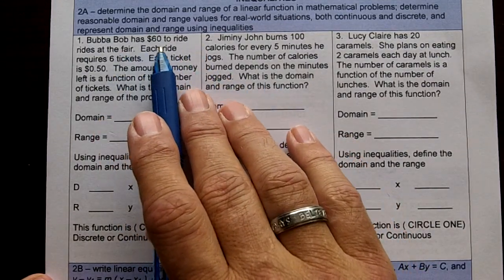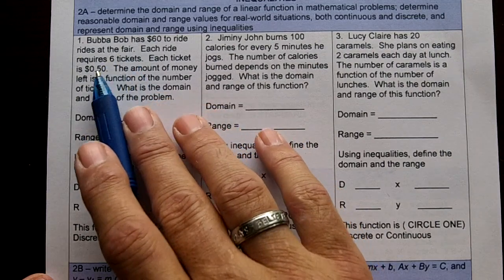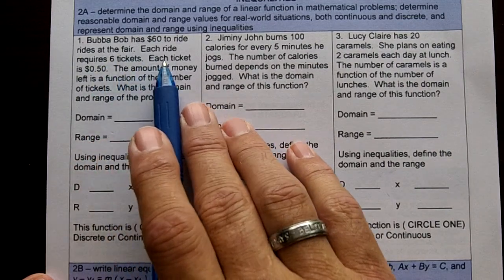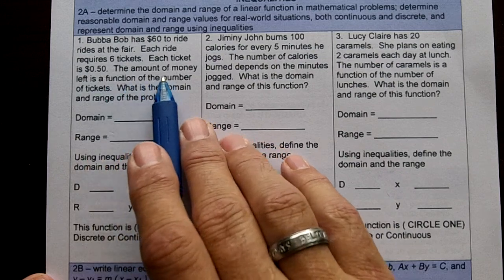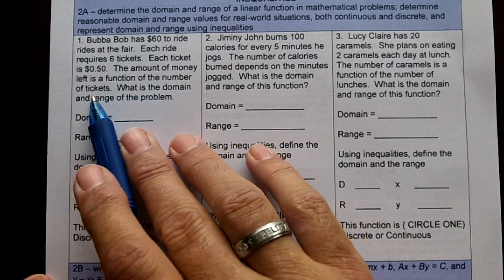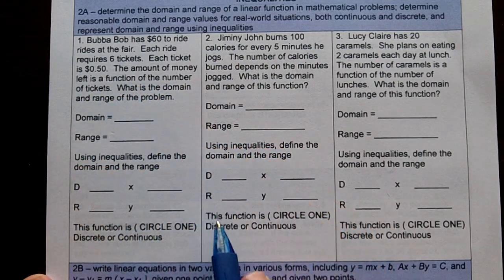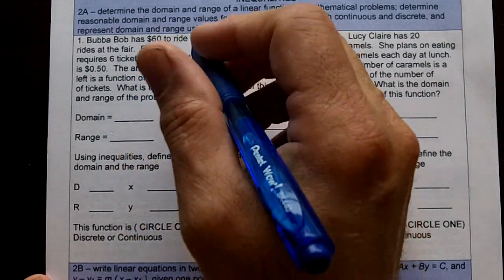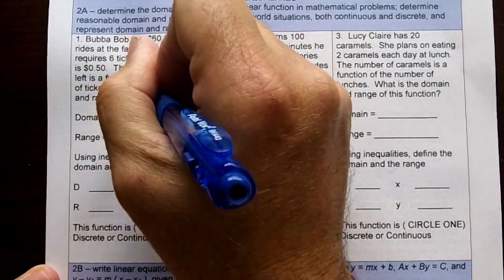Okay, so Bubba Bob has $60 to ride rides at the fair. Each ride requires 6 tickets. Each ticket is 50 cents. The amount of money left is a function of the number of tickets. What is the domain and the range of the problem? Okay, so the key right here is "function of."